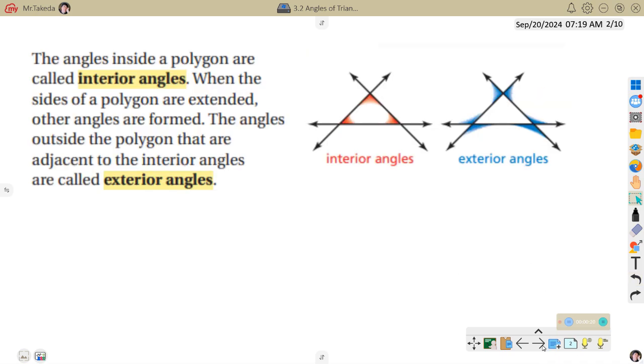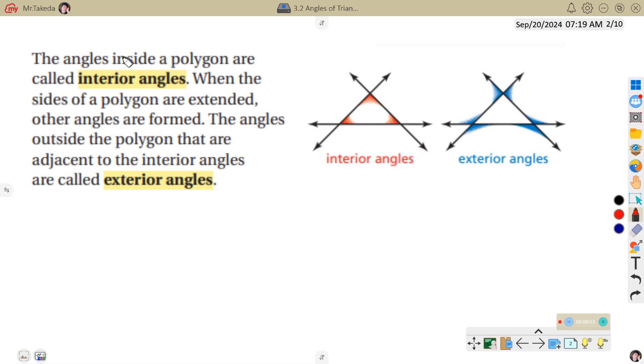So we're going to start with some vocabulary again, but this time they're words we've already seen. Now, previously we looked at the words interior angles and exterior angles in the context of transversals intersecting parallel lines. But in this case, we're going to use these terms to refer to angles of a triangle. The definition is kind of built into the terms.